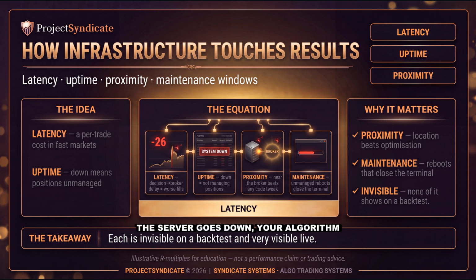Uptime, if the server goes down, your algorithm isn't trading, and worse, it isn't managing existing positions. Proximity, a VPS physically close to the broker's servers, shaves latency in a way no code optimization can. And maintenance windows, the reboots and patches that, unmanaged, can leave your terminal closed for hours. Each of these is invisible on a backtest and very visible on a live account.